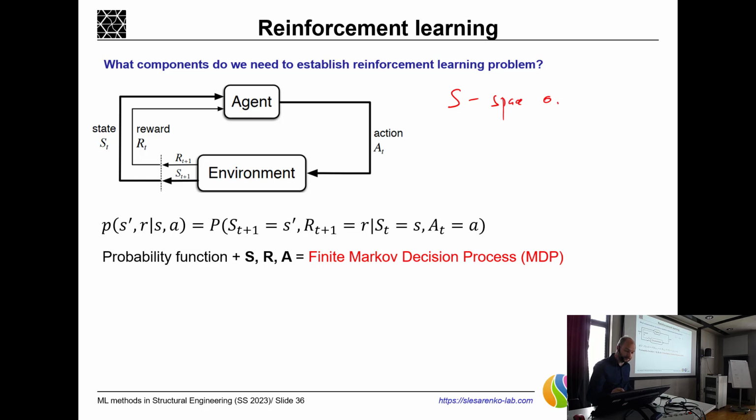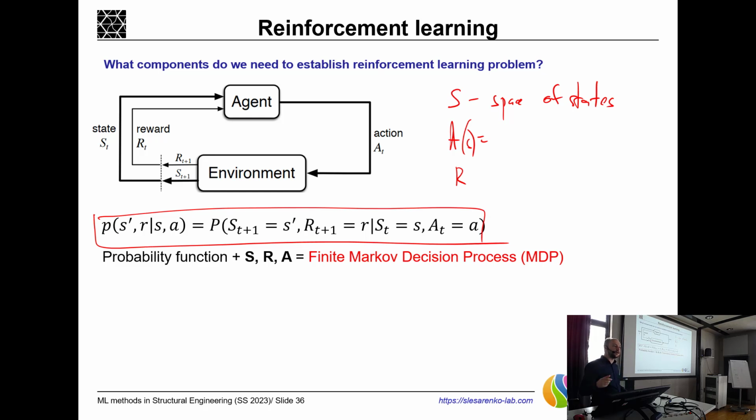So you have S as the space of states. You have actions, and they depend on the states. You can have different actions in each state. You have rewards, and if you combine them with this particular probability function that describes your chances to jump to another state S prime and get a reward R, depending on your current state S and action A, you have a so-called finite Markov decision process. That's a very good thing to have, because there are a lot of nice properties of MDPs.